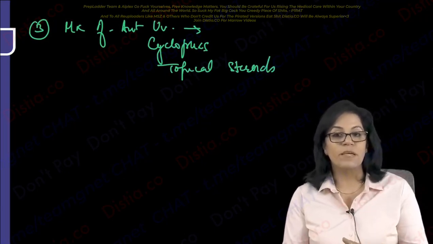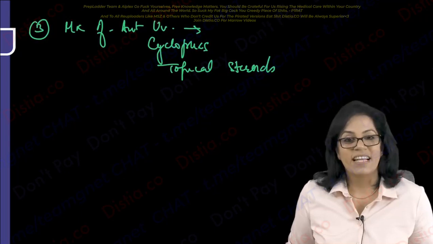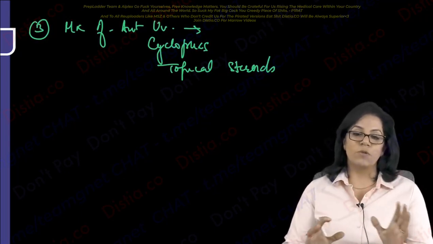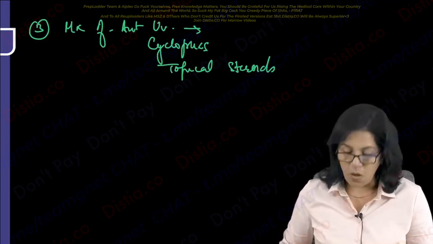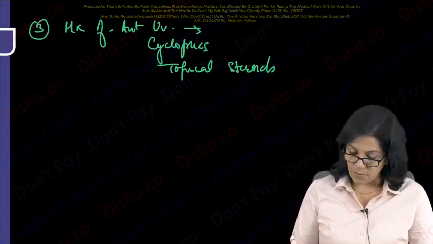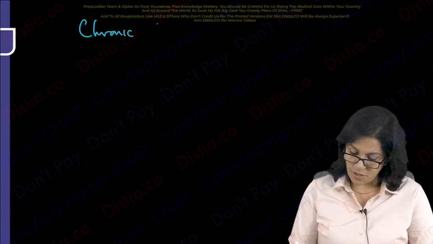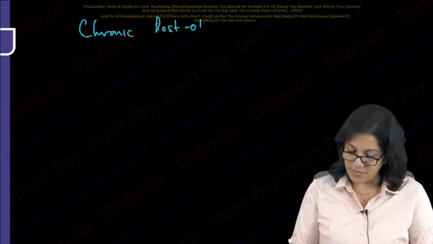So that was about endophthalmitis. It's a very important topic. You should know it in and out. Okay, so these were the acute post-op ones, the most important ones discussed. Now we will come to chronic post-op. So the next heading is chronic post-op. Let us continue with endophthalmitis only.